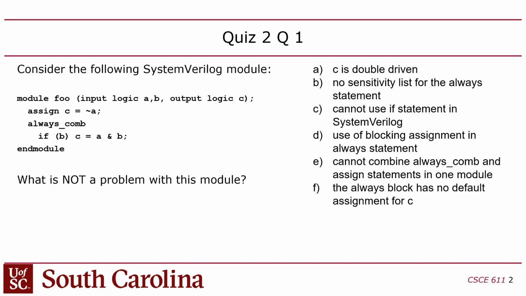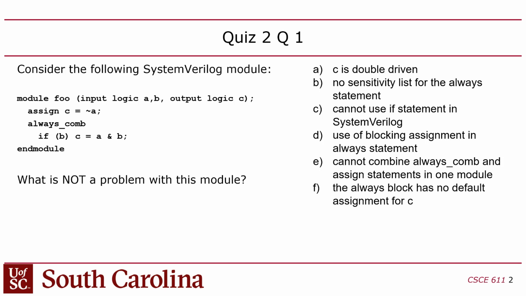And F, the always block has no default assignment for C. When I say C, I'm talking about signal C. And that is a problem. So in this always block, if B is false, then it could potentially be triggered without assigning C, and then you'd have a latch.